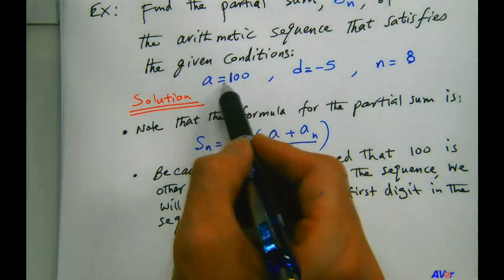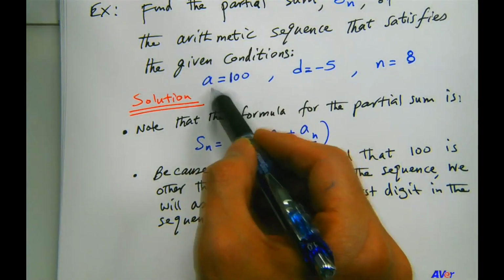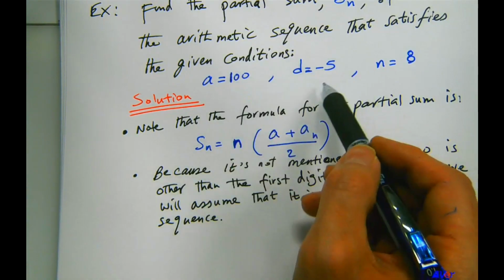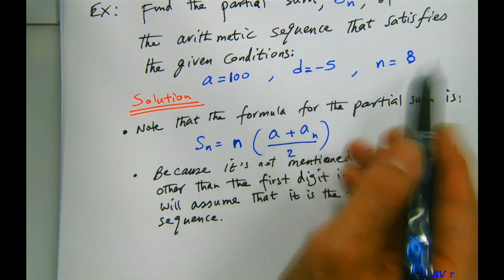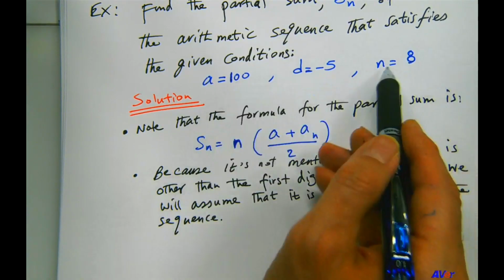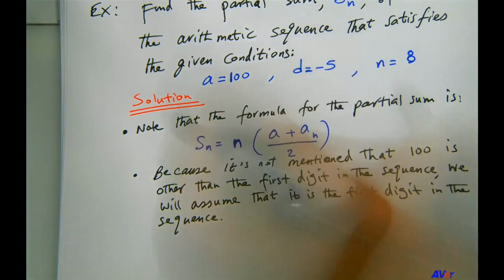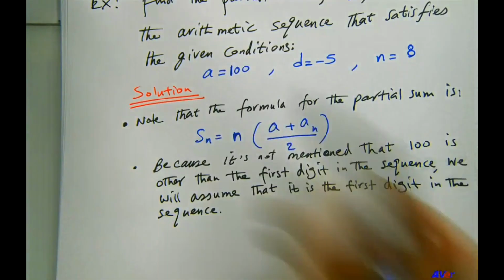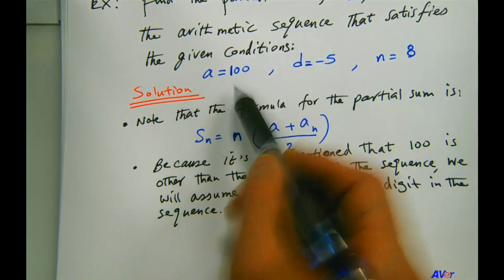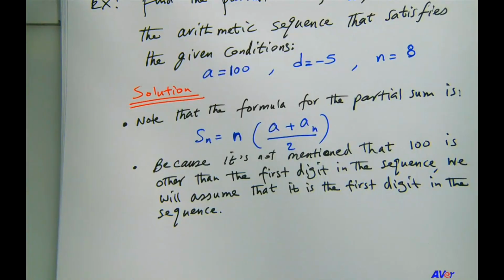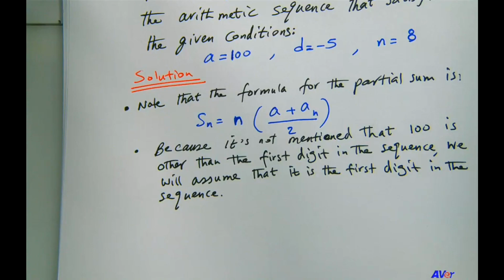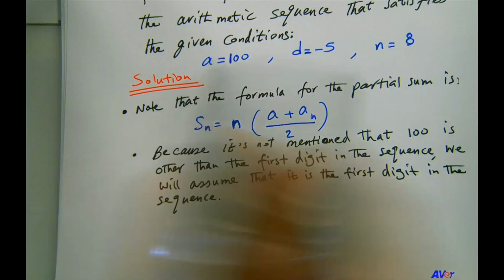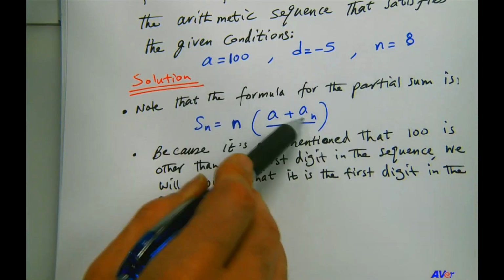If they said this is the 5th digit and A5 is 100, and we want to calculate the partial sum for 8 digits all the way to 13th, right? 8 digits, 5 plus 8. So all the way to the 13th digit, that would change this problem from what you see here. So no mention is made that this is different than the first digit in the sequence, so we assume that this is the first digit in the sequence. And we're going to use that to find an, which would be, if this is the first digit in this sequence, then n equals 8 would make this A8.